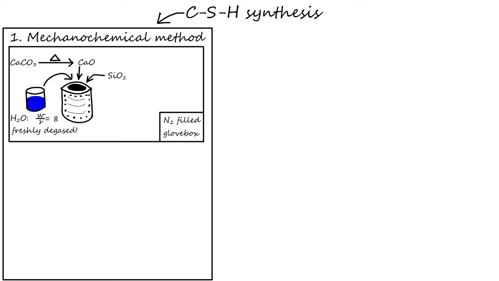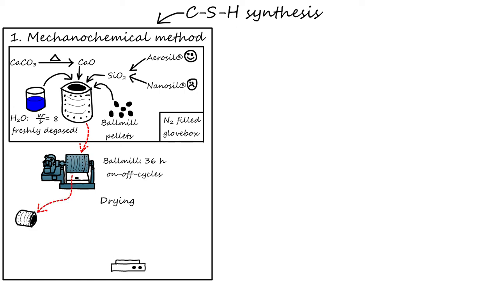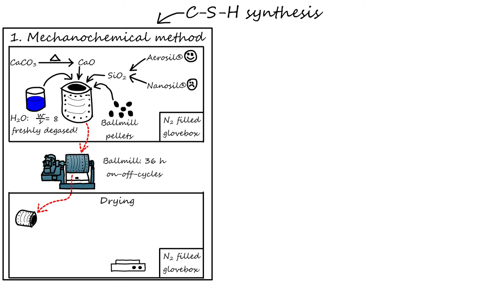Then silica is added. Two different types of silica were tried. Nanosilica produced by Alchem did not work well, but good results were obtained for a substance marketed as Aerosil. Lastly, a few ball mill pellets were added. The container was then sealed airtight and transferred to the ball mill, where it was milled using on-off cycles for 36 hours. The ball mill container was opened again within a nitrogen-filled glove box.